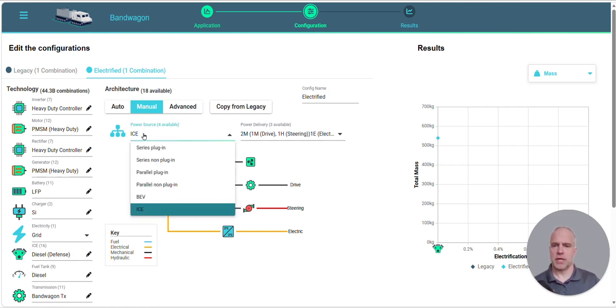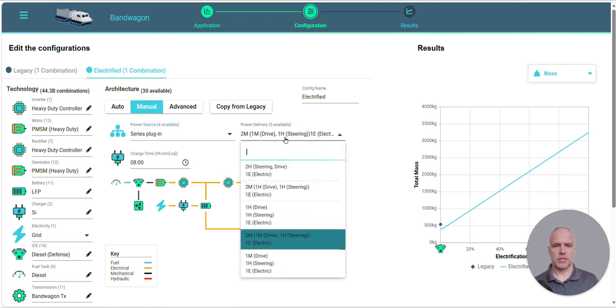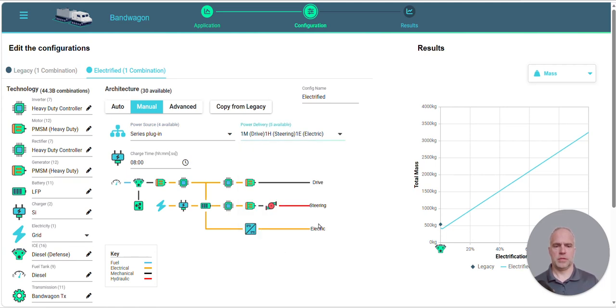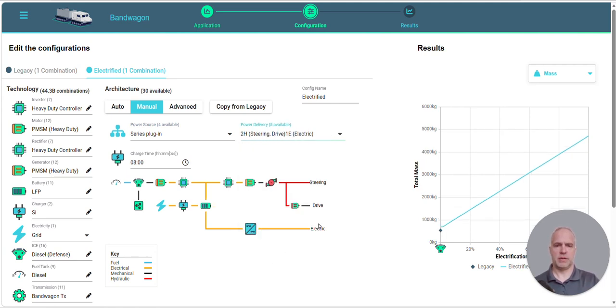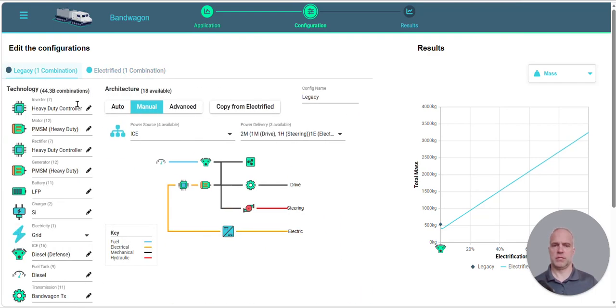Now, instead of ICE, there are different options, but we're going to explore a series plug-in version, which you can see how it updates. There's a charger with a charge time, a battery, a genset, and then the motor. There are different ways to deliver the power, but I think this makes sense: basically keep the steering hydraulic, but use an electric motor for the drive. So we now have an electrified powertrain version versus the more legacy.